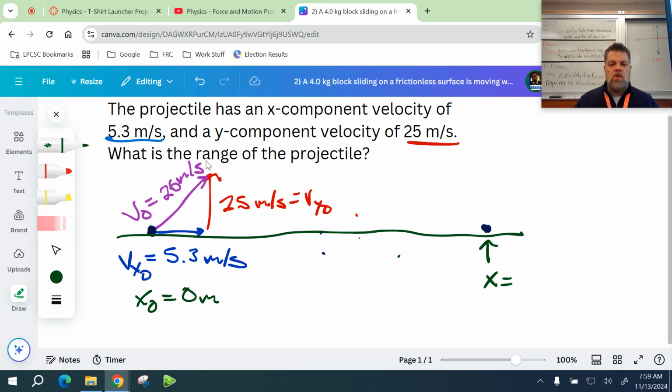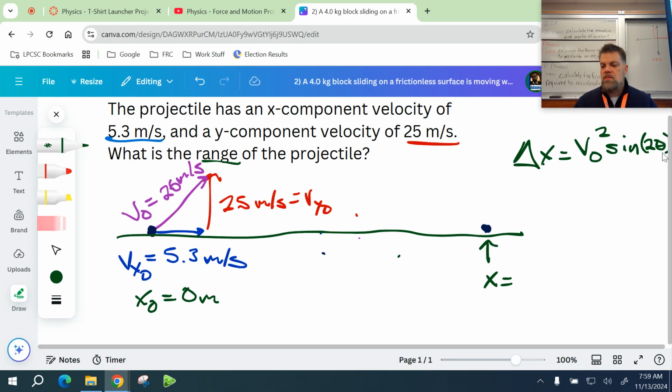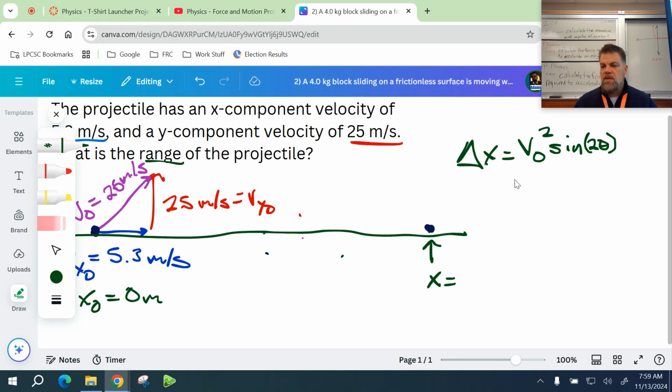And it's asking us for the range. Well, the range equation is delta x is equal to, and there's two of them. I like to use the short one. v squared sine of 2 theta, all over the acceleration due to gravity on Earth, which is 9.8. And there's usually a negative and a negative, but the negatives cancel anyways. Just leave it like that.